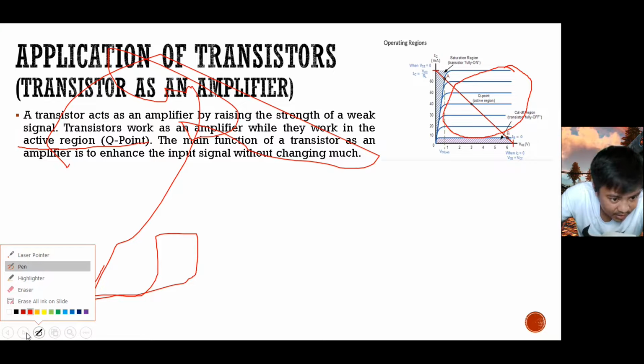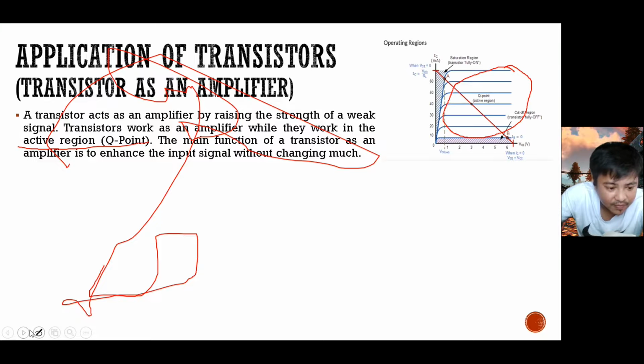Sorry, medyo na-ano ang aking back. Control Z. Yeah.